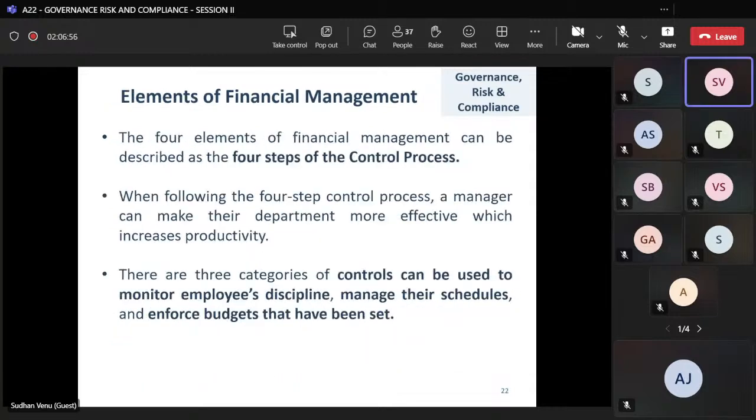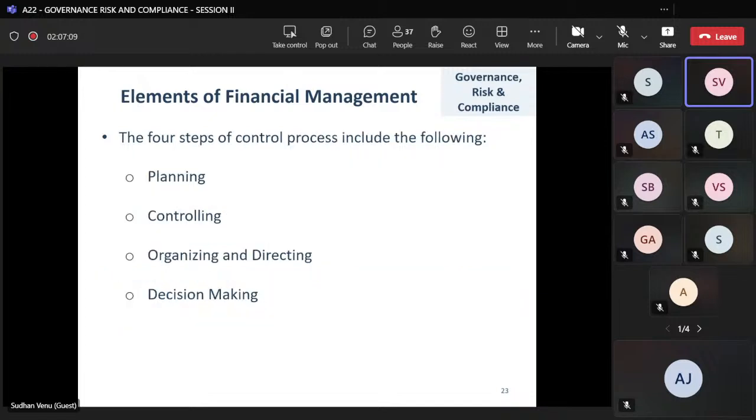The next topic is the elements of financial management. The four elements of financial management can be described with the four steps of the control process: planning, controlling, organizing, and decision making. Planning is identifying the steps that must be taken to accomplish an organization's objectives. Controlling is making sure each department in the organization is following the plans that have been established.